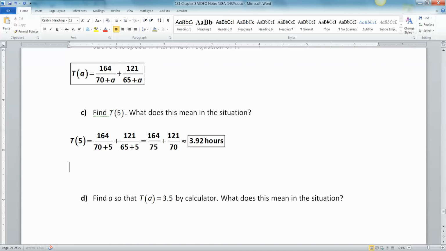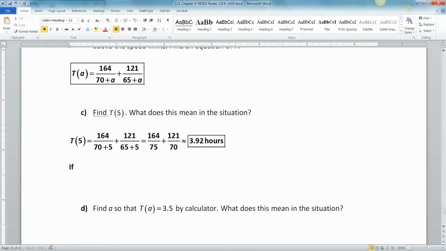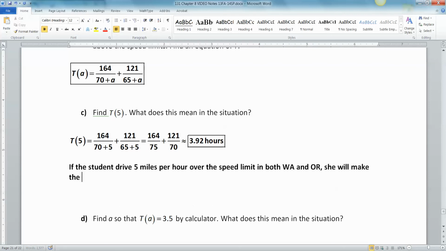There we go. So what does that mean? That means that if the student drives 5 miles per hour over the speed limit in both Washington and Oregon, she will make the trip in 3.92 hours. And there we go.